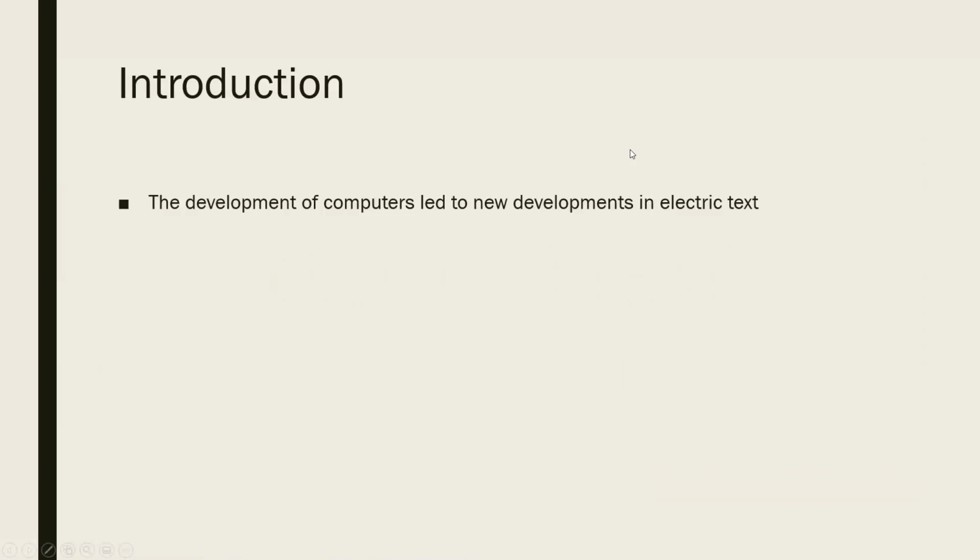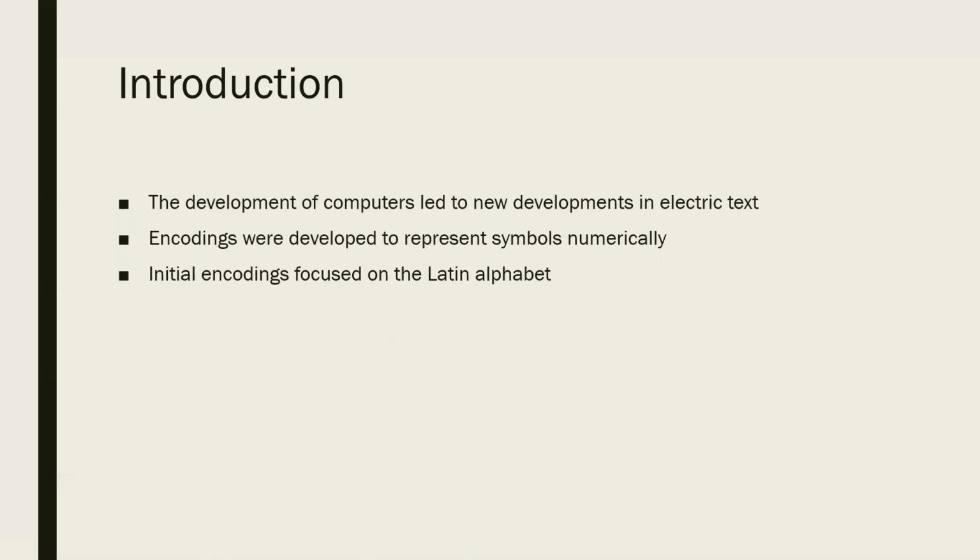So far we've talked about how text was encoded electronically with Morse code, but in this lesson, what we'll be talking about is how the development of computers led to new developments in the way that text is represented electronically. Encodings were developed which can represent symbols numerically. These are systems which use a number for every symbol in a writing system.